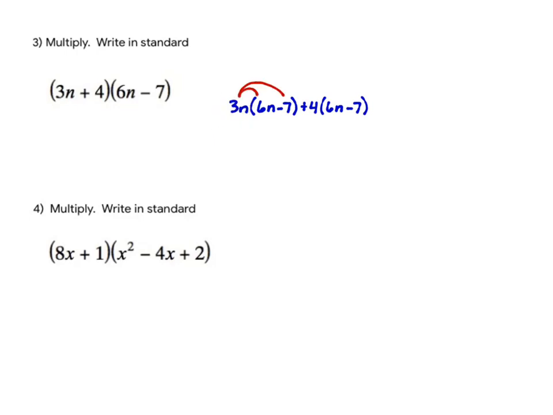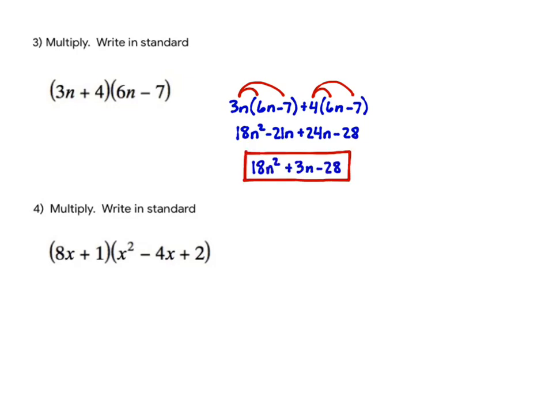We end up with, when I distribute, 3n times 6n is 18n squared, and then 3n times negative 7 is negative 21n. For the second one, we end up with 4 times 6n, which is 24n, and 4 times negative 7 is negative 28. Combining like terms in standard form, we're going to end up with 18n squared plus 3n minus 28 because we're combining the negative 21n and the positive 24n.